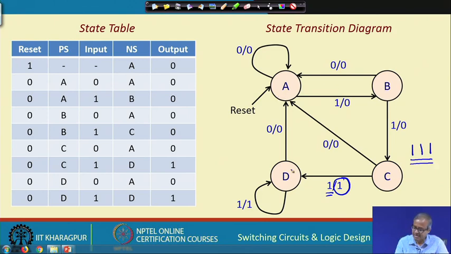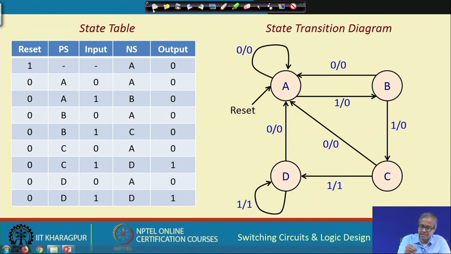D means at least 3 consecutive ones have been found, and here you see the output is also becoming 1. Now, while you are in state D, which means already 3 ones are there, if there are more ones coming, you remain in state D, this edge. You remain in state D and the output continues to be 1. But whenever you find that there is a 0 coming, that means you again have to start from the beginning, you go back to A.